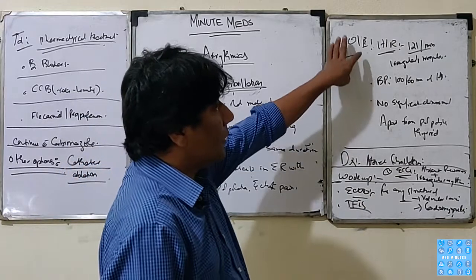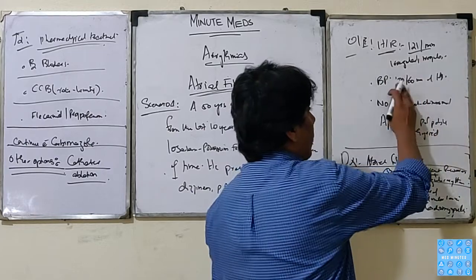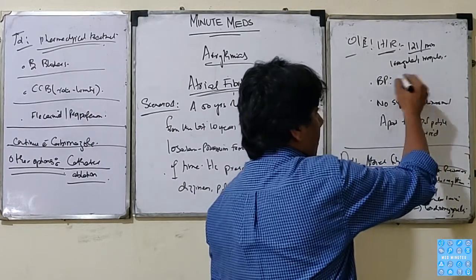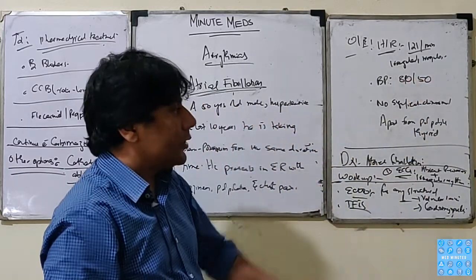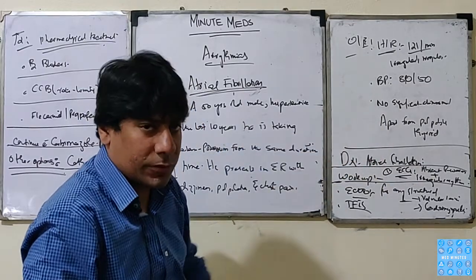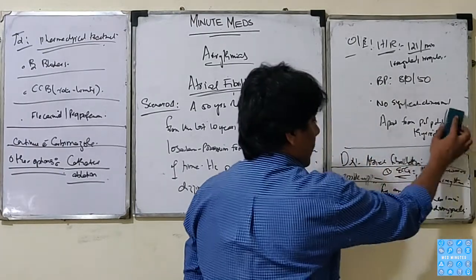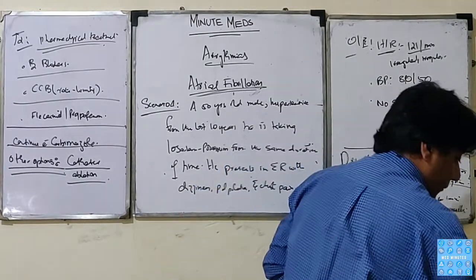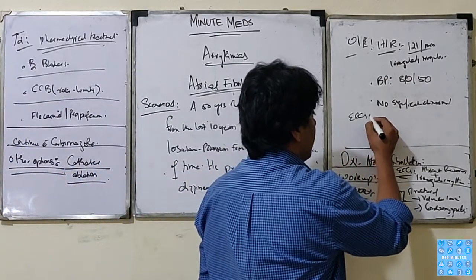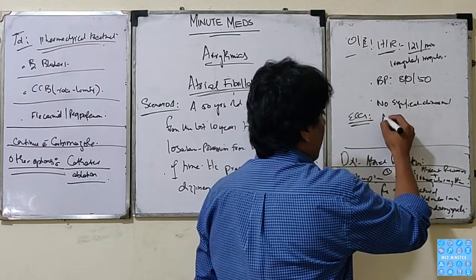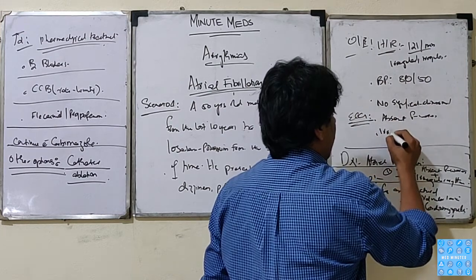Now, on examination, the pulse is 121, and it is irregular. The BP in this case is about 80/50. And there is no other significant abnormality on the chest. On the recording, there is no other abnormality. In this condition, the question gives you a clue. When the ECG of the patient is done, it shows absent P waves and an irregular rhythm.